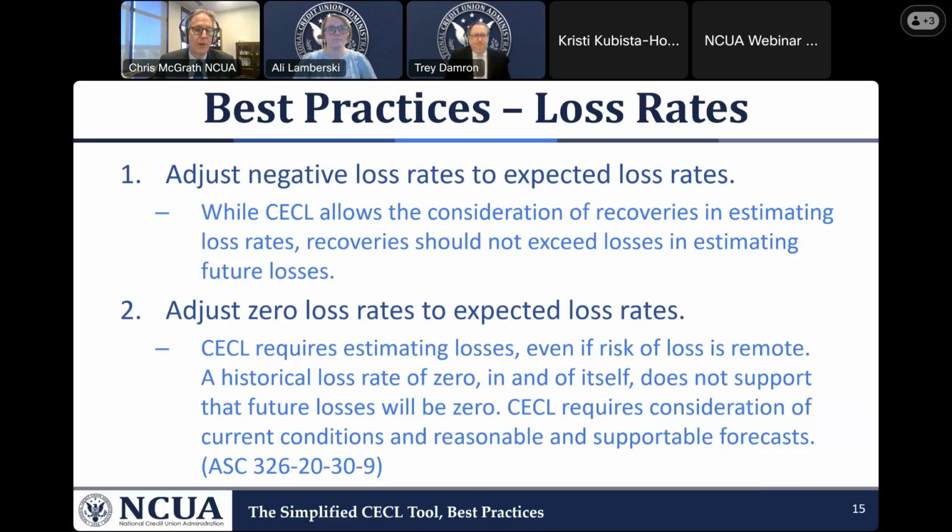Also, the same goes for zero loss rates. Under CECL, if the historical loss rates are zero, in looking forward, there is an expectation that there will be some level of loss. CECL requires estimating losses, even if the risk of loss is remote. And CECL includes current conditions and reasonable and supportable forecasts. Again, this is forward-looking. So as you look into the future, unless there's a guarantee, there is a risk of loss that needs to be quantified.